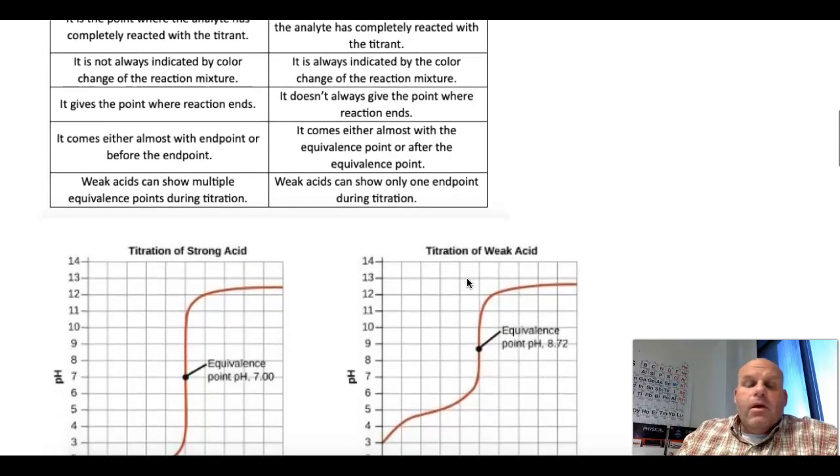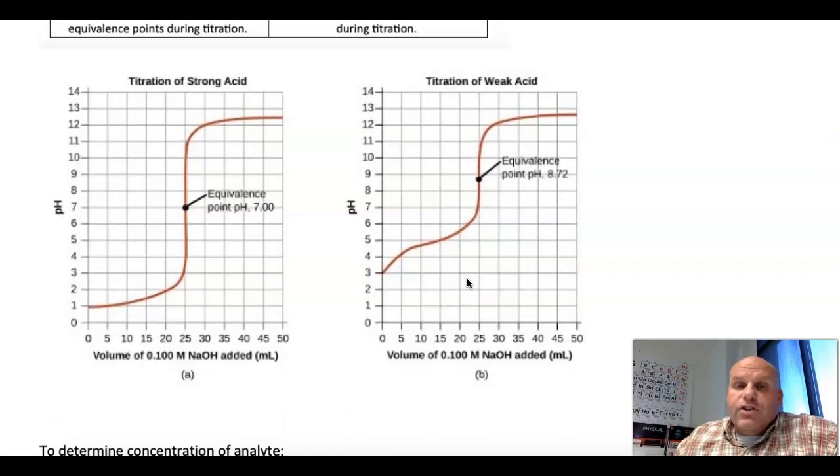The other thing I would like to point out here in these two graphs is the difference between, and we're going to focus this year solely on strong acid, strong base titrations. But just for a point of reference, in the first graph, I have a strong acid, strong base, so the equivalence point is exactly at a pH of 7.